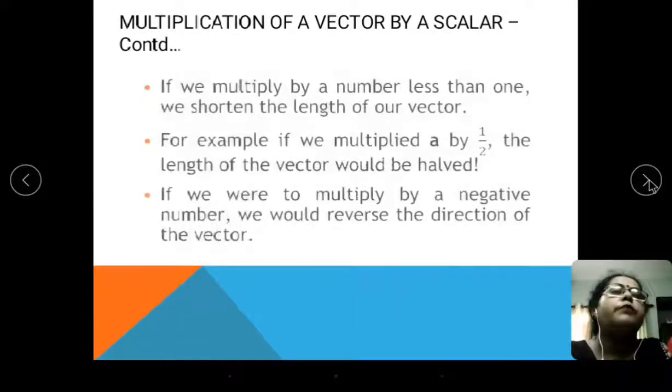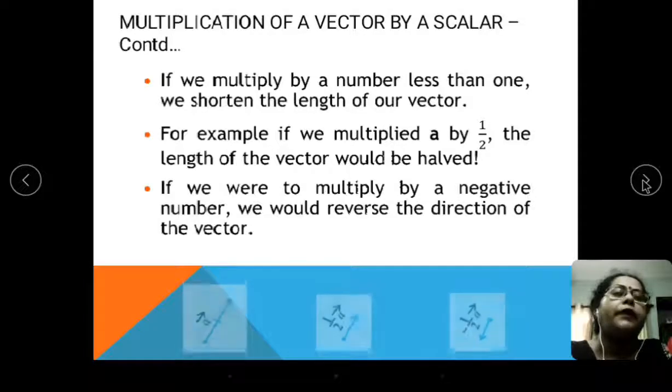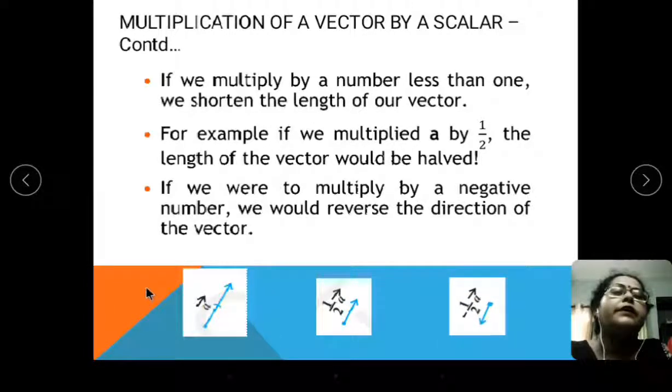Another thing we should remember, if the multiplier is something less than 1, then we will actually shorten the length of the vector. So if we had multiplied the vector A by half, then the length of the product vector will be halved, will be half A. So we see here we have a vector A, and now half A is a collinear vector with the length halved.